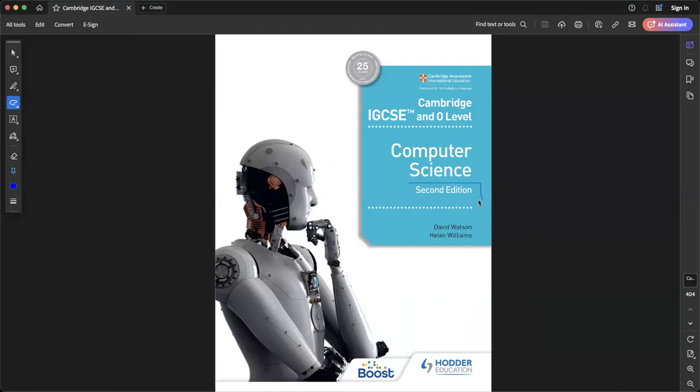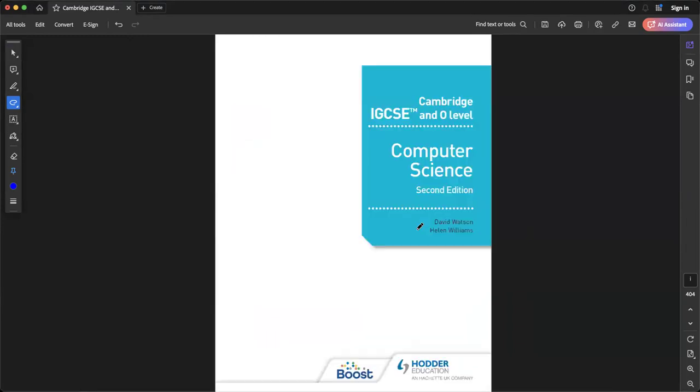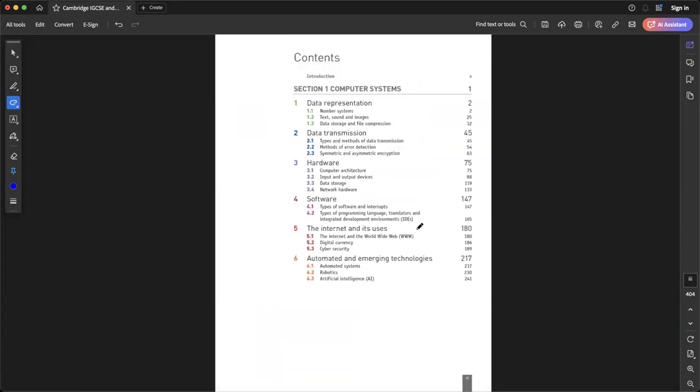Thing number one, the edition. And thing number two, the writers, David Watson and Helen Williams. These are the writers. I have the exact same book. Yes, excellent.